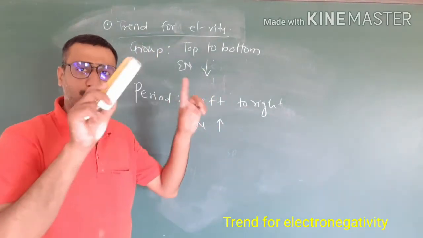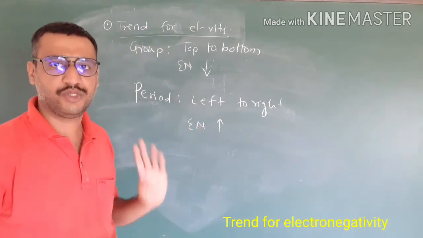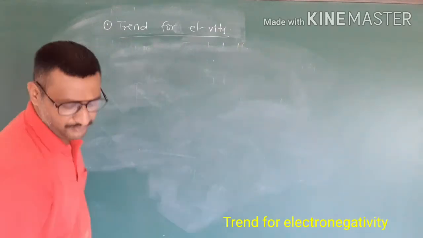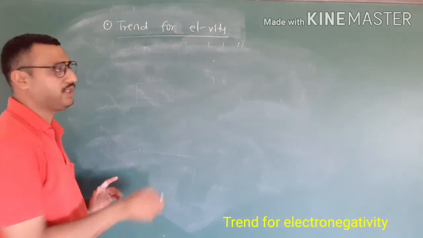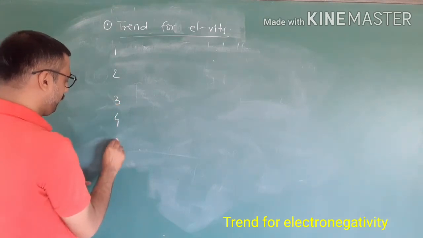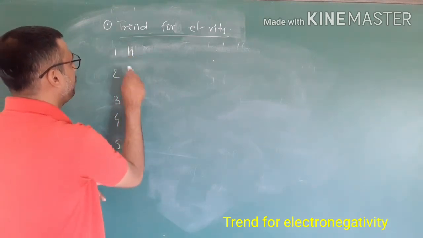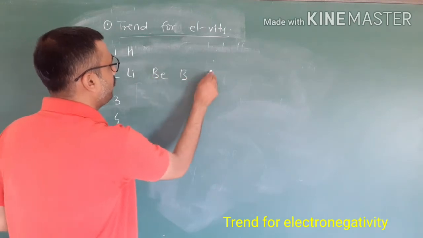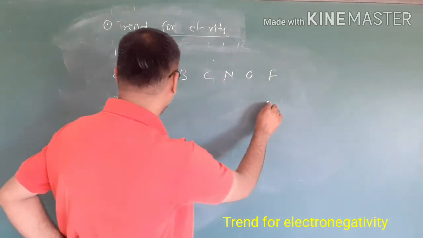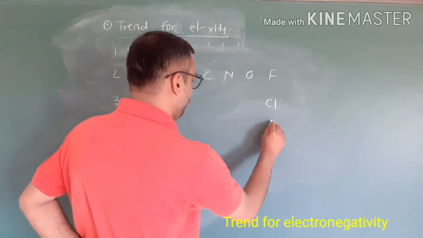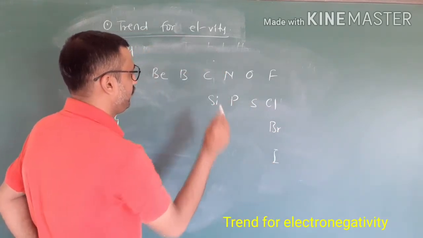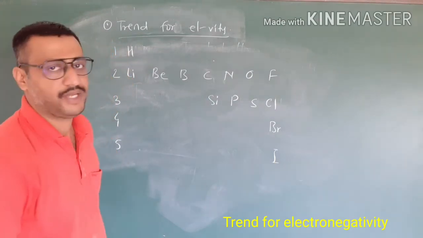I hope the most important part of this electronegativity topic I am going to explain in the upcoming 2 minutes. We should know the electronegativity values of some important elements, which I am telling you. Here are period number 1, 2, 3, 4, 5. Here we have hydrogen. In the second period, we have lithium, beryllium, boron, carbon, nitrogen, oxygen, fluorine, and neon, the noble gas. Below fluorine we have chlorine, bromine, and iodine. Also oxygen, sulfur, nitrogen, phosphorus, carbon, silicon. Their electronegativity values I will tell.